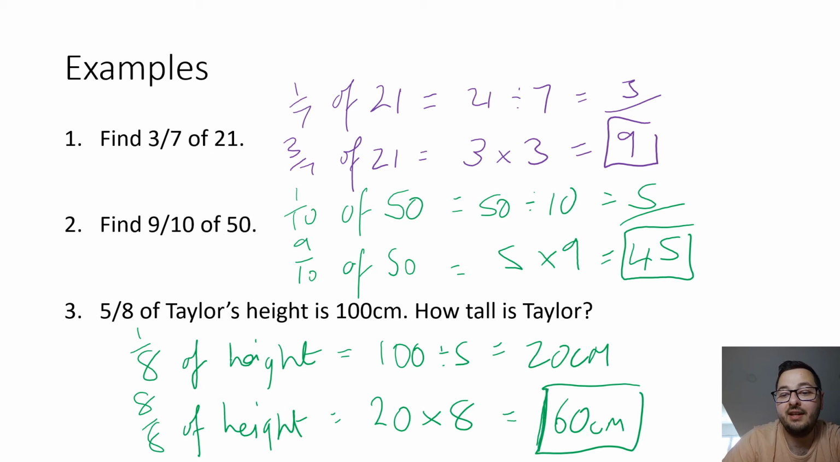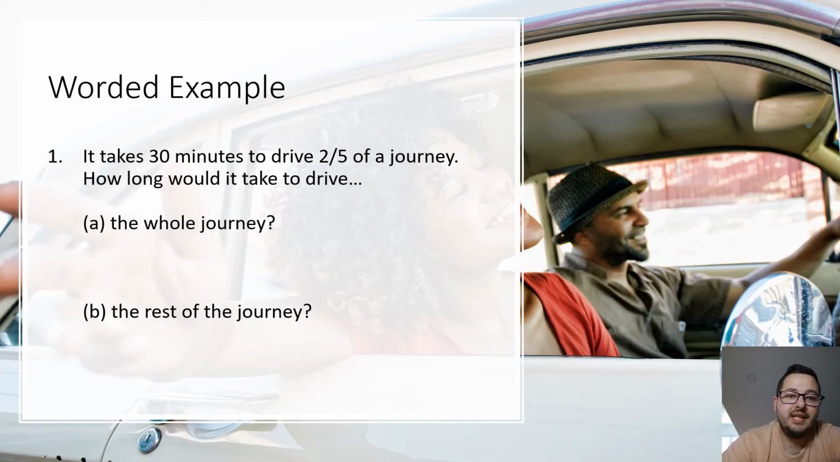So that's 160 centimetres. So you divide by the numerator and then times by the denominator to get the original height. Okay, so just a couple of worded examples then.